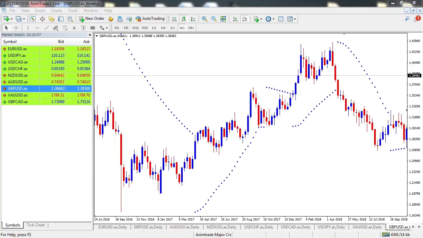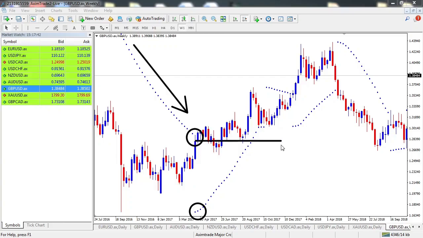The Parabolic SAR is quite good at recognizing predetermined trends. It indicates which way the market is heading, but it does not show us the strength of the trend like other types of indicators. For example, now we have a buy signal here. The idea behind this signal is that when the dots switch from the top side, which is a bearish market condition, to the bottom side, which is a bullish market condition, traders will look to execute a long position in the market.